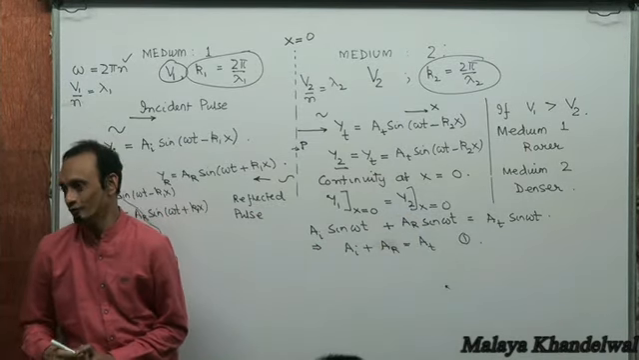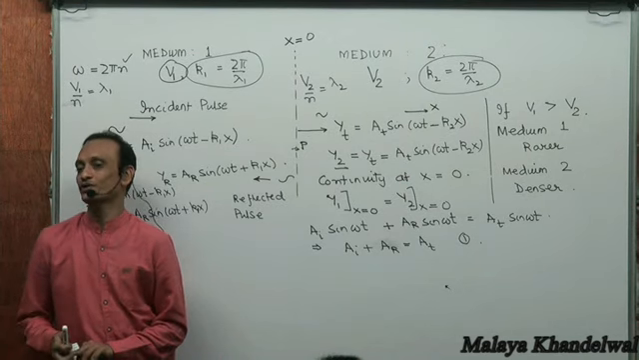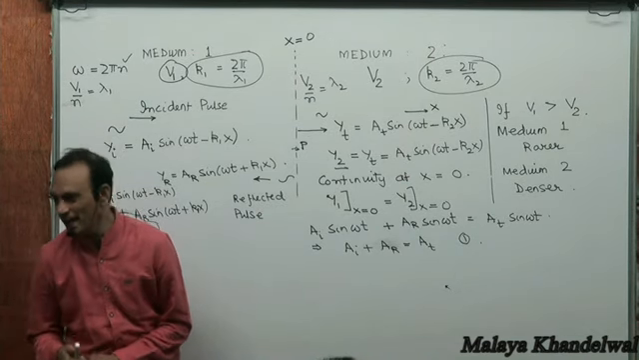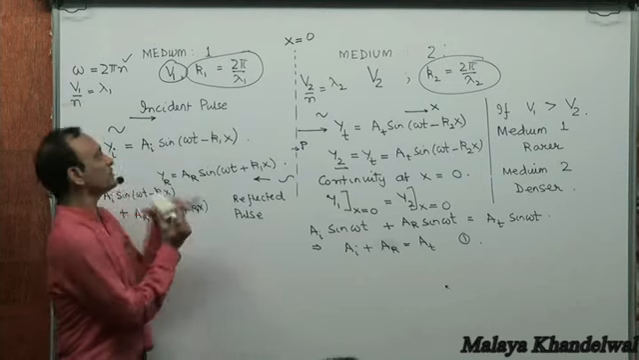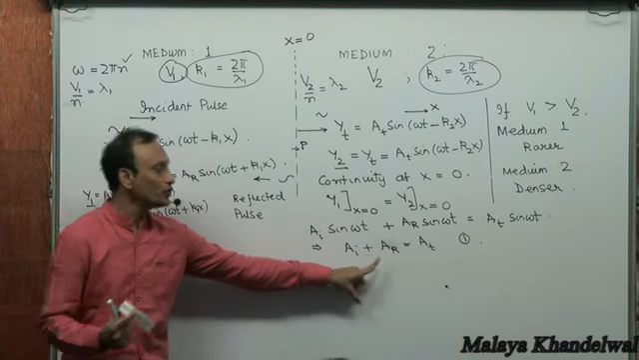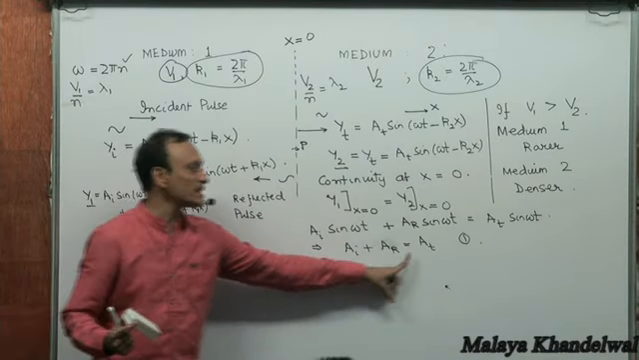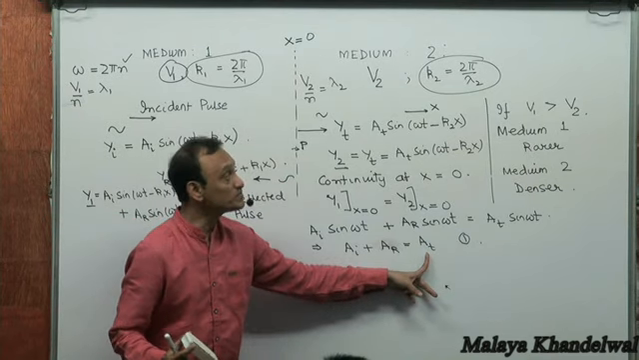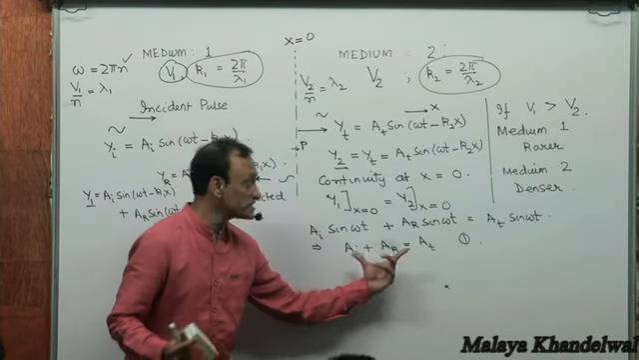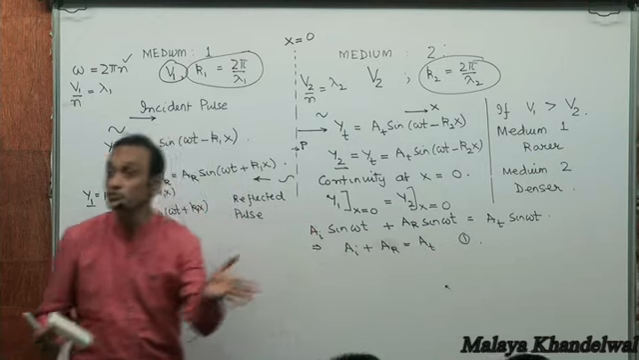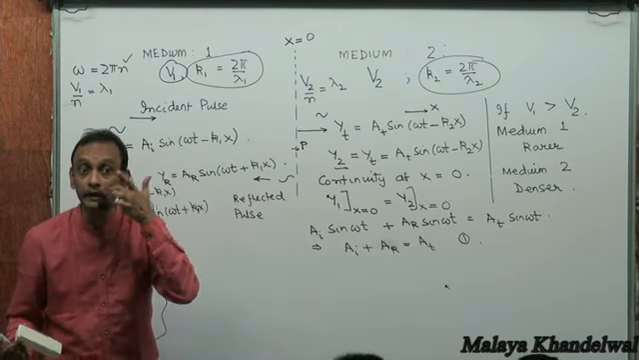Look, ai I know. What's my objective? I want to compute ar and at. ai I know. I have knowledge of the incident pulse, but I want to know the amplitude of the reflected pulse. I want to know the amplitude of the transmitted pulse, right? But this is just one equation. I need another one, right?